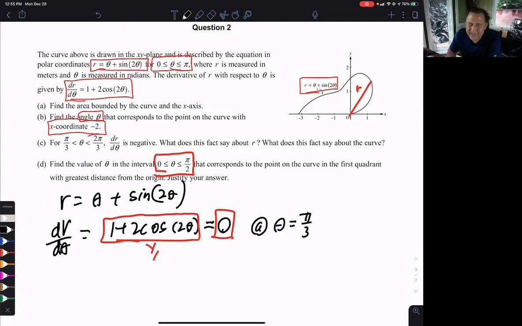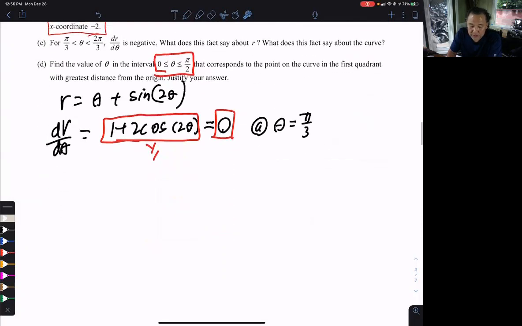And you actually could have done this without a calculator if you would have solved. So you subtract 1, divide by 2, you get negative 1/2. Cosine's negative 1/2 in the second quadrant at 2 pi over 3. So this equals 2 pi over 3. Divide by 2, you get pi over 3. So you could have done it without a calculator, but since we had a calculator, I guess we can do that. Actually, a calculator would have given you an approximation and not that exact value, by the way.